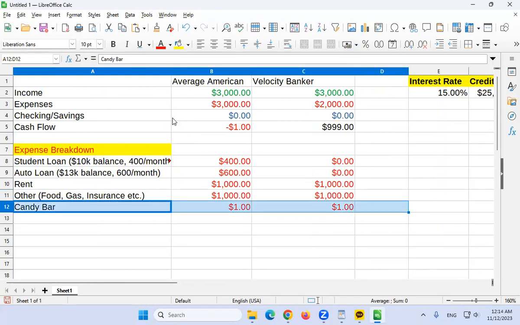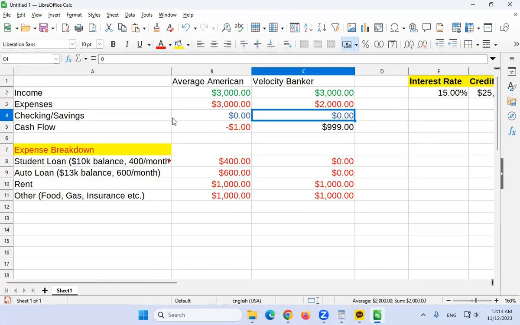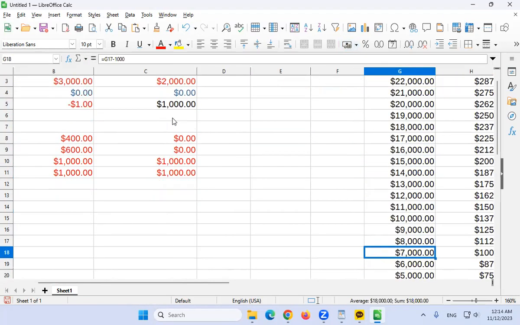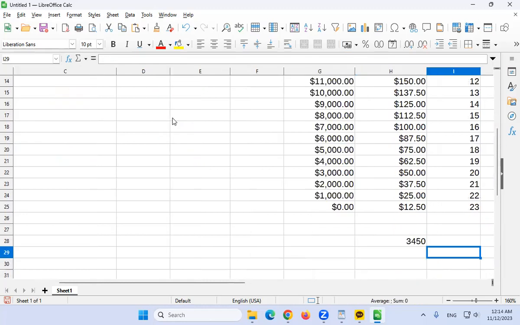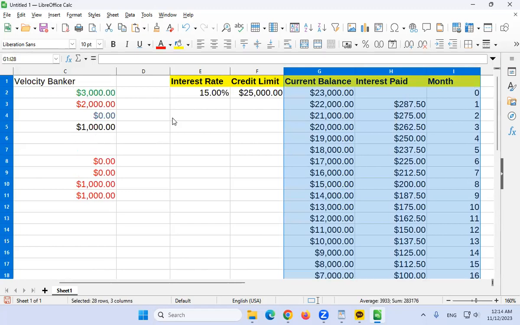So let me go ahead and erase this. And this was actually supposed to be 2001, but whatever. All right, so let's just do 1,000. Okay, so now when we're in the zero cash flow situation, again, it's going to take us about 26 months and $3,450 in interest, about, okay? So now let's go ahead and erase this.